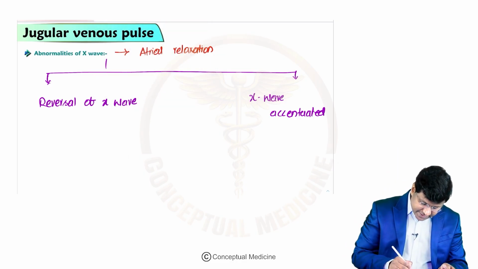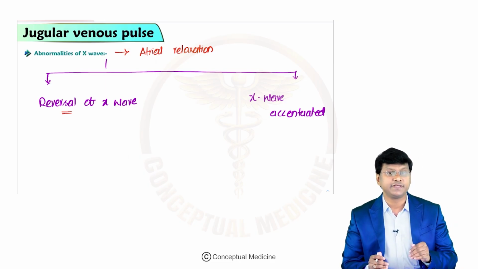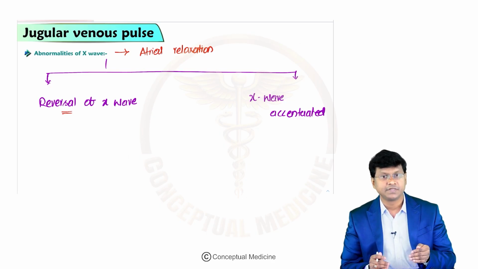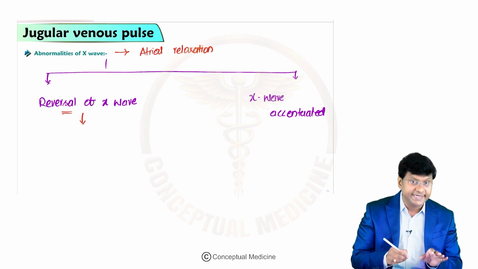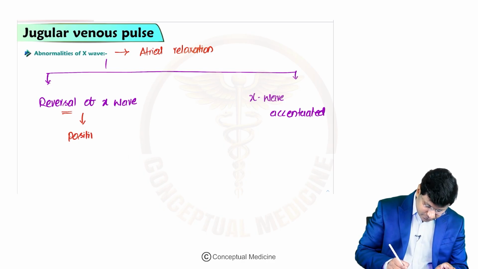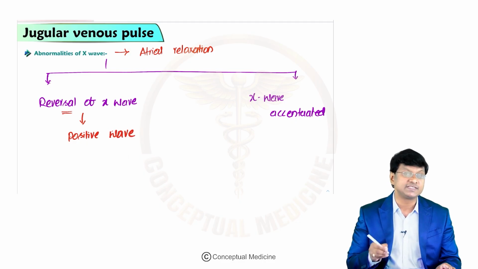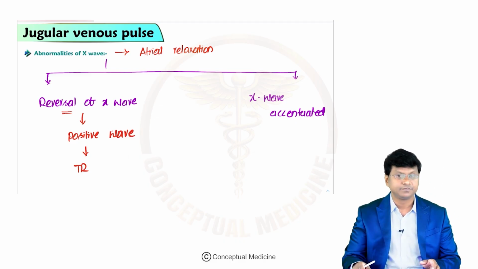Now, let me discuss the reversal of the X wave. Reversal of the X wave means that instead of being a negative systolic collapse, it becomes a positive systolic wave. So instead of a negative wave, you will have a positive wave. Now, where do you have that? You will come across this scenario in patients with tricuspid regurgitation, and I'll explain why.